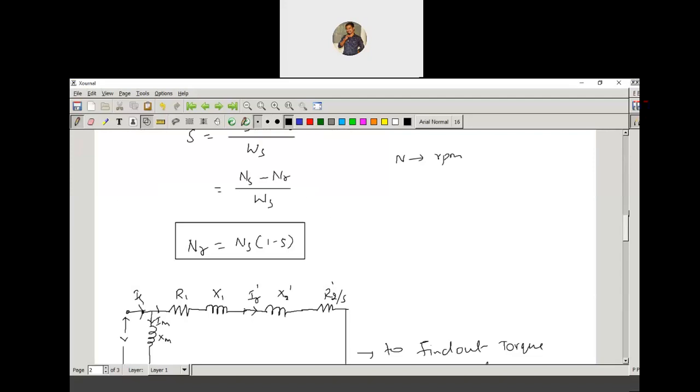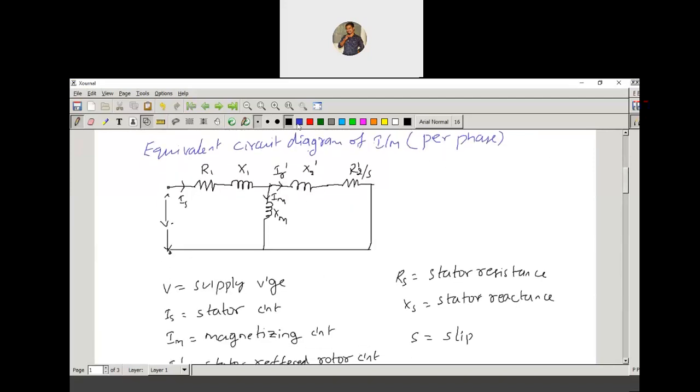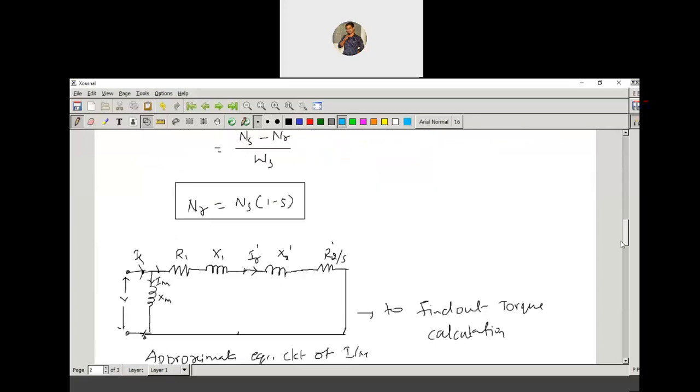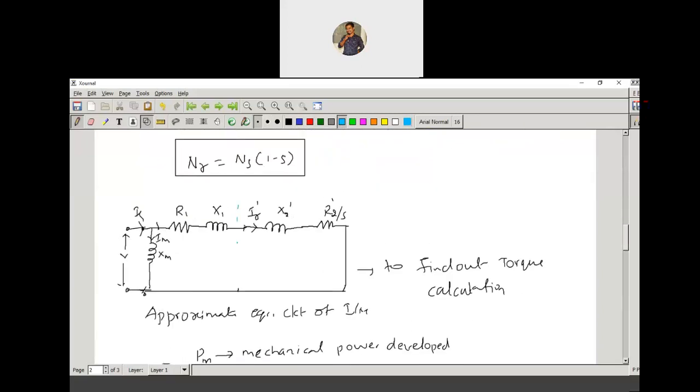Let me explain with this circuit diagram, so you can observe here. This part is the stator and this is the rotor. In between the stator and rotor, we are going to have the air gap. There is an air gap power developed, which is the active power.